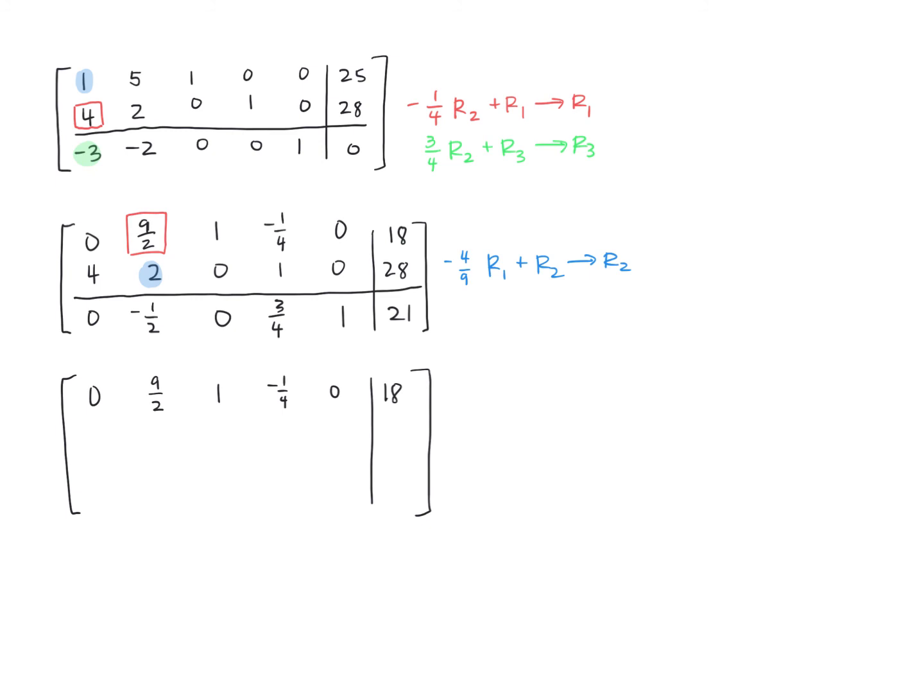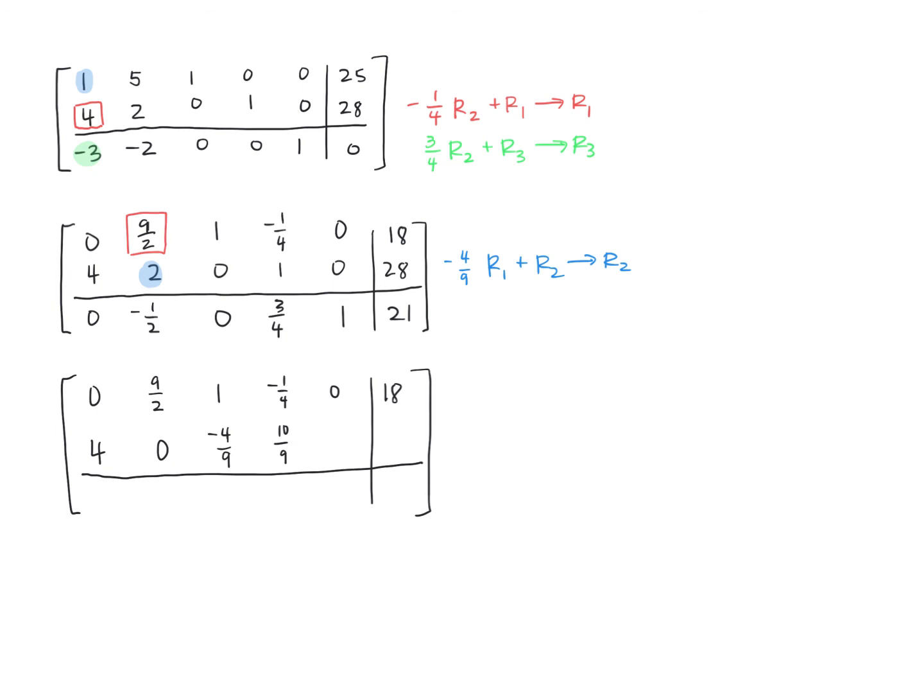Okay, let's see, row 2. I'm going to have -4/9 times row 1, so -4/9 times 0 plus 4, so that will still be 4. Okay, -4/9 times 9/2, that's going to be -2, and -2 plus 2 is 0. -4/9 times 1 is -4/9, plus 0 is -4/9. -4/9 times -1/4, that's going to be a positive 1/9. And a positive 1/9 plus 1 is going to be a positive 10/9.